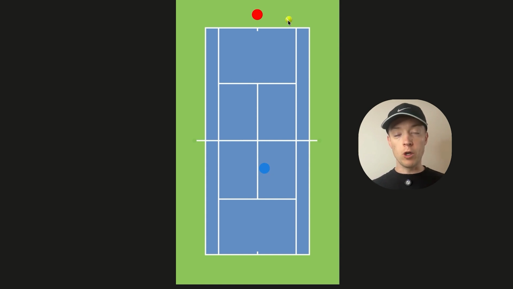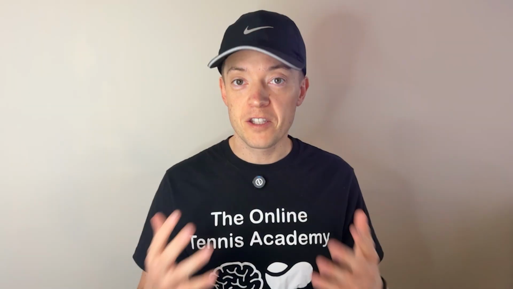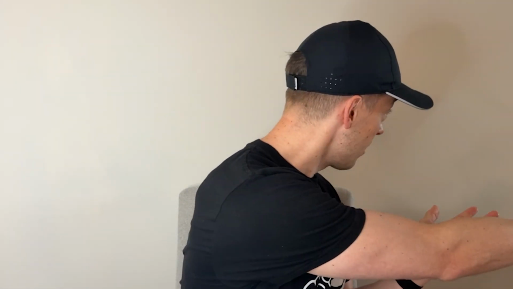It's also incredibly important that most of the time you hit your approach shot to their backhand side, even if their backhand is better than their forehand. This is because you cannot reach as far on your backhand side as you can your forehand side, not without completely turning your back to the court. But you do also need to make sure that you're keeping them guessing.